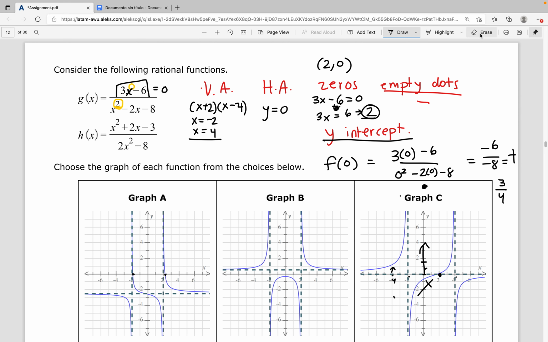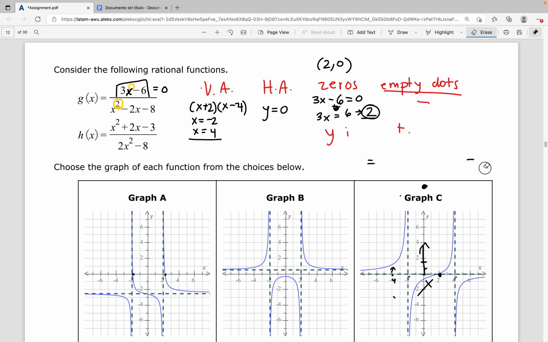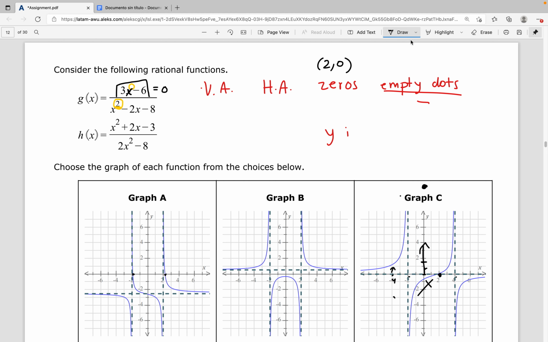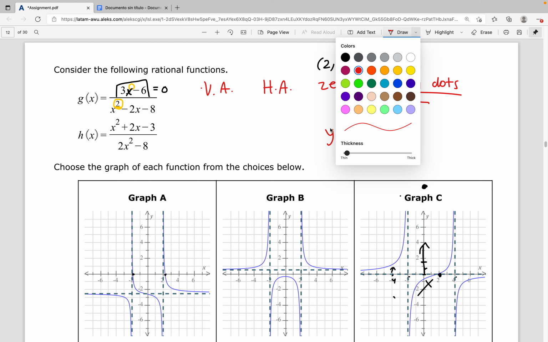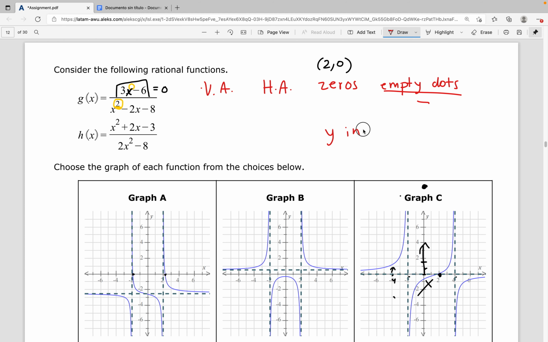Okay, let's do the other problem. Remember, the important things to get out of this are either a dot or the y-intercept, but mostly the base of it is the vertical asymptote, the horizontal asymptote, the 0, and the empty dots. If we were to have them, in this case we don't have any, okay? So now let's do the other problem.